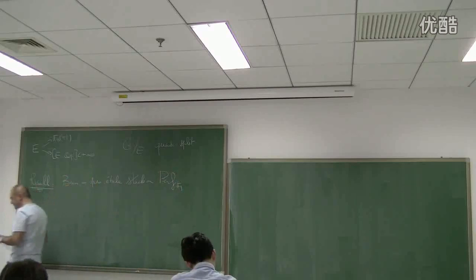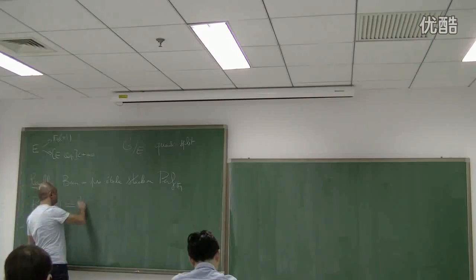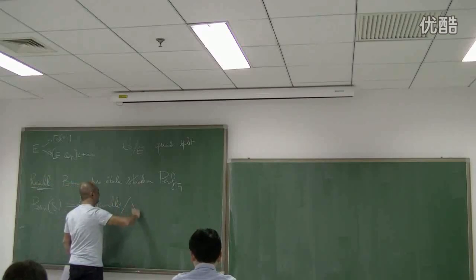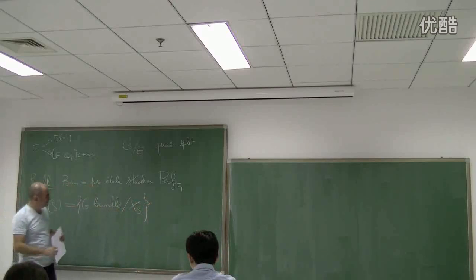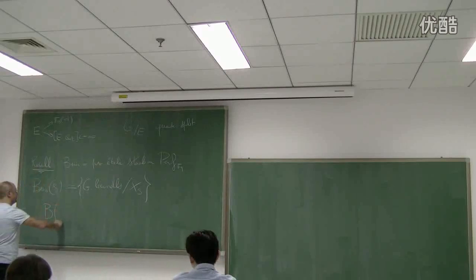Let's define it the following way. It's S point. The robot here, G bundles over XS. XS is this family of curves which is parametrized by this perfectoid space S. And I can do that. We saw that this stack Bun_G geometrizes this complete set B of G.